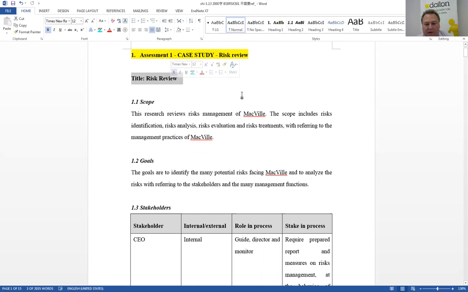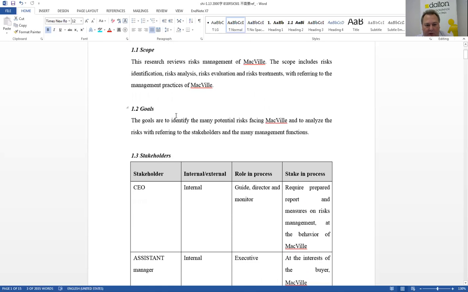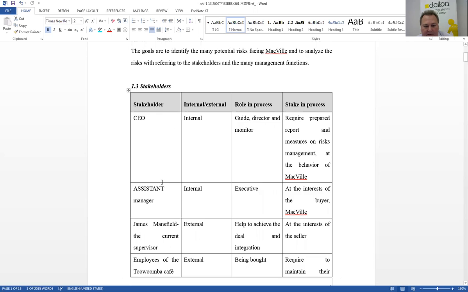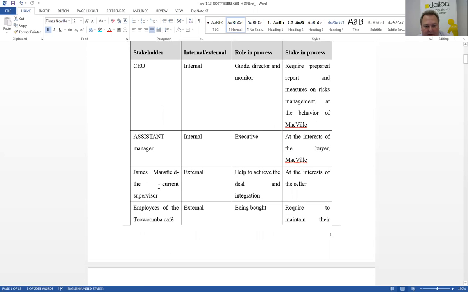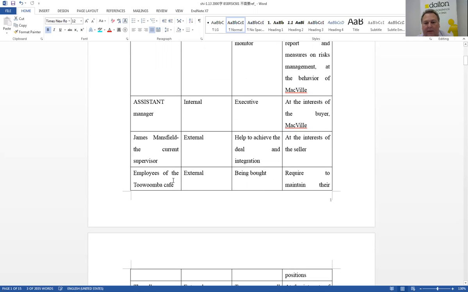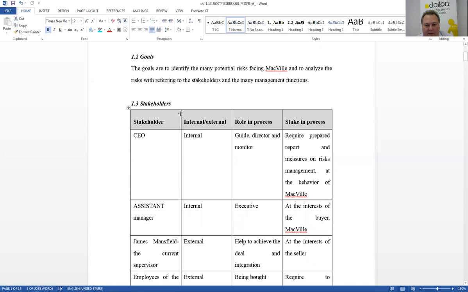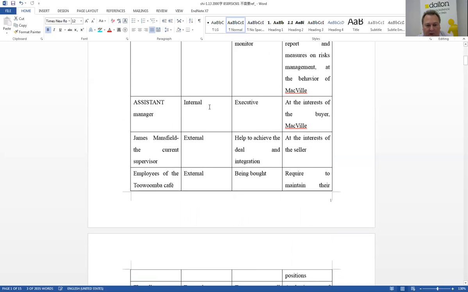There's your title there. Just a quick recap. This is the task 1. So you had your scope there. You had your goals, you had your list of stakeholders, and as the question mentioned, internal and external stakeholders, and their role in the process, along with their stake. So here's my table all the way through. CEO, assistant manager, James Mansfield the current supervisor, all the information is from the case study. The employees of the Toowoomba Cafe, the existing employees, the seller, and so on and so forth. So that's something similar to what you should have had for your stakeholders.